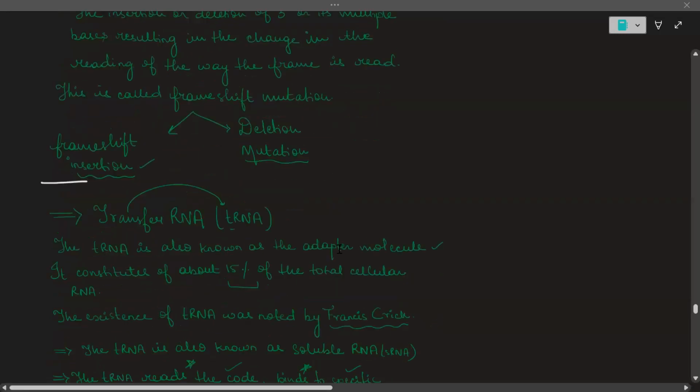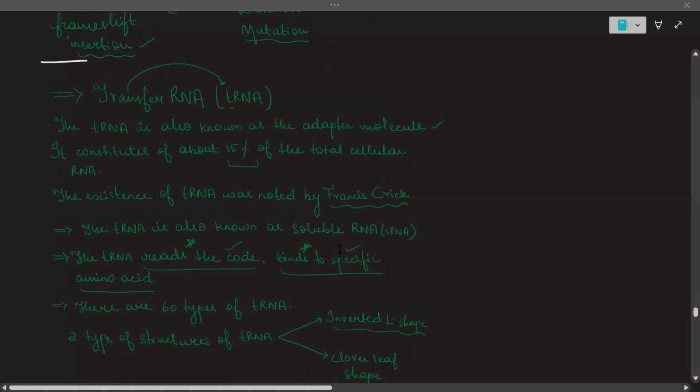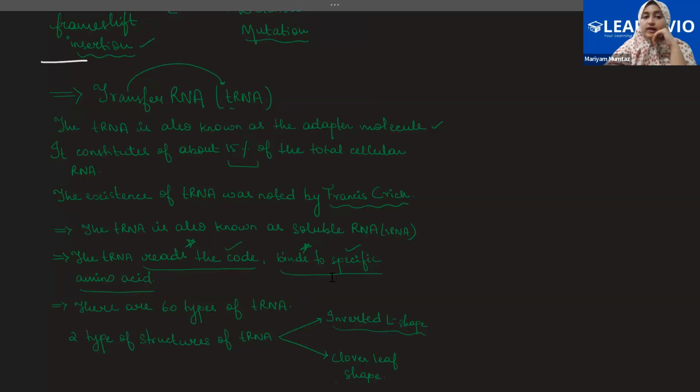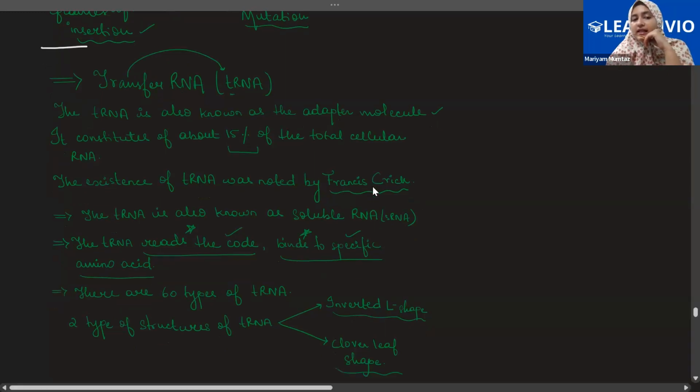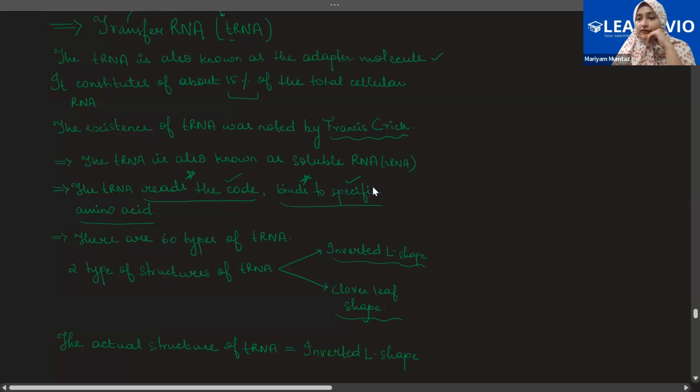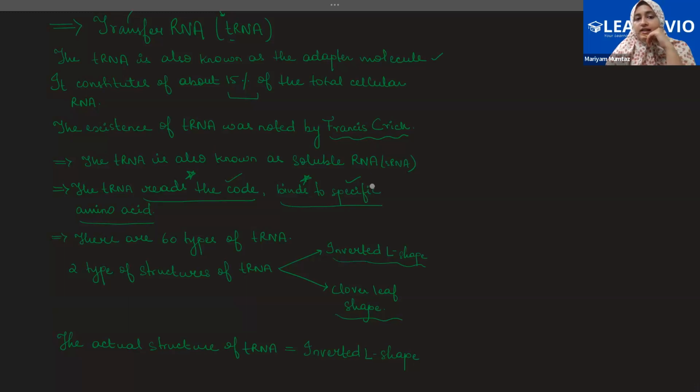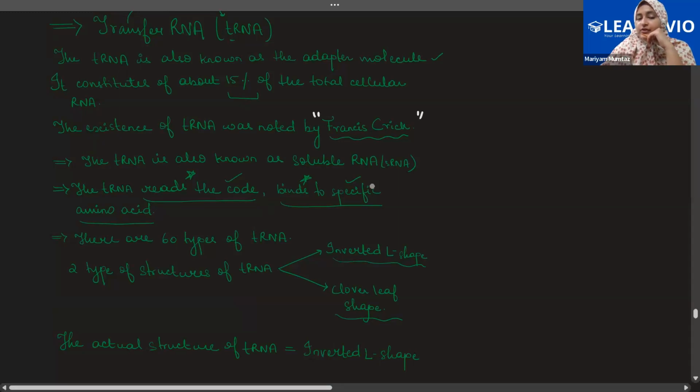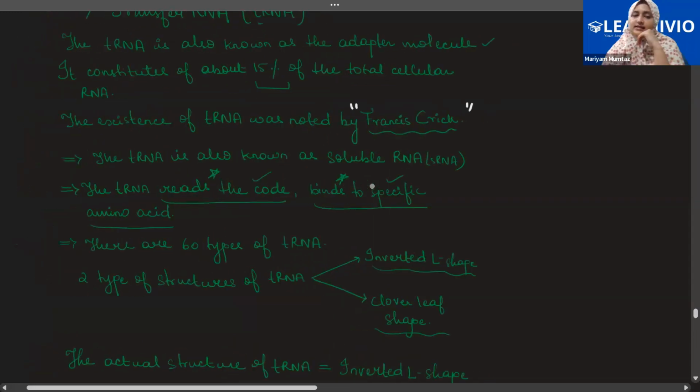All right. Now talking about the tRNA. Remember that tRNA is one of the varieties of RNAs that we have. We know that it is known as the transfer RNA or the adapter molecule. It constitutes about 15% of the total cellular RNA, meaning 15% of the cell's RNA is constituted by tRNA. The existence of tRNA was noted by Francis Crick. He was the first person to tell us that tRNA exists.